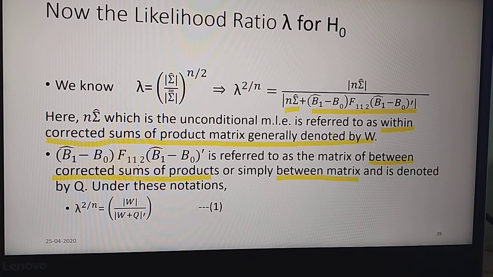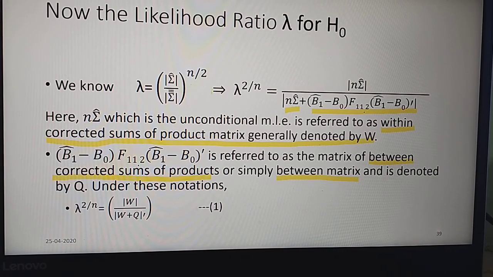Then this represents what we call the total corrected sums of product matrix. The denominator is called the total corrected sums of product matrix. And without the unconditional part, this part is called the matrix of between corrected sums of product matrix. So try to understand it from the book also.